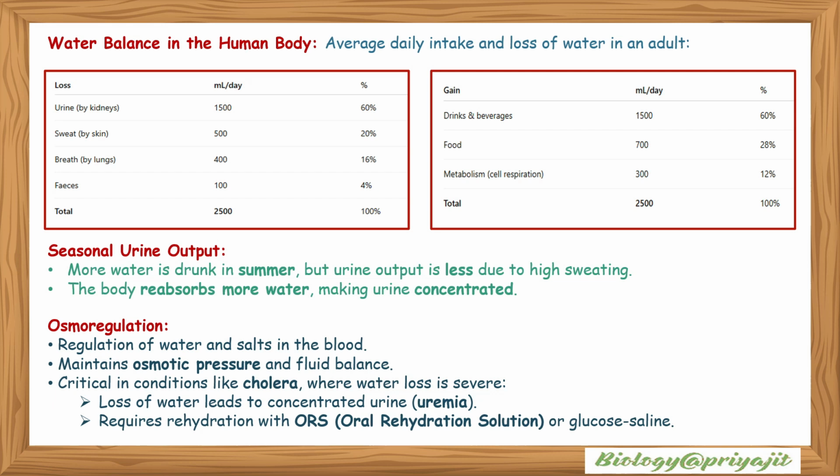Seasonal urine output: we drink more water in summer, but urine output is less due to high sweating. The body reabsorbs more water, making the urine concentrated.